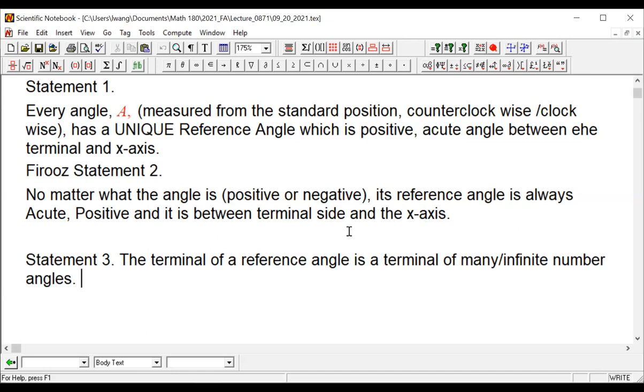I don't understand how an angle can have a unique reference angle. All right, that's a good question.